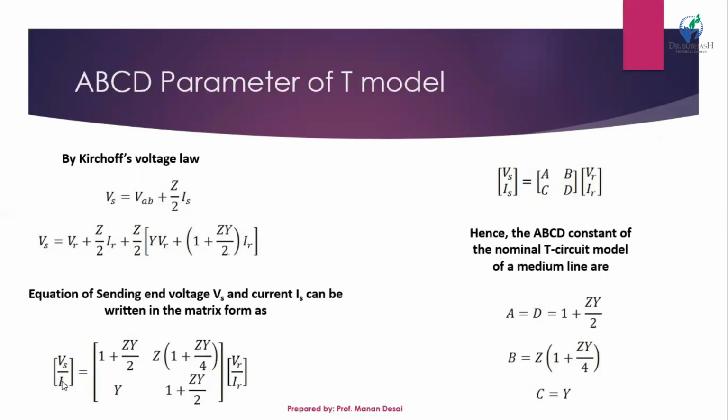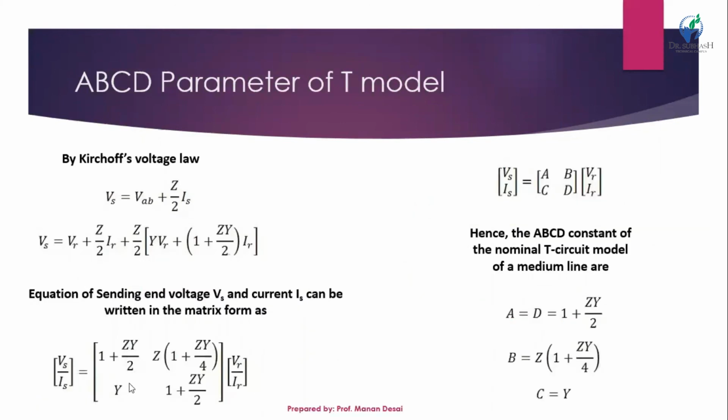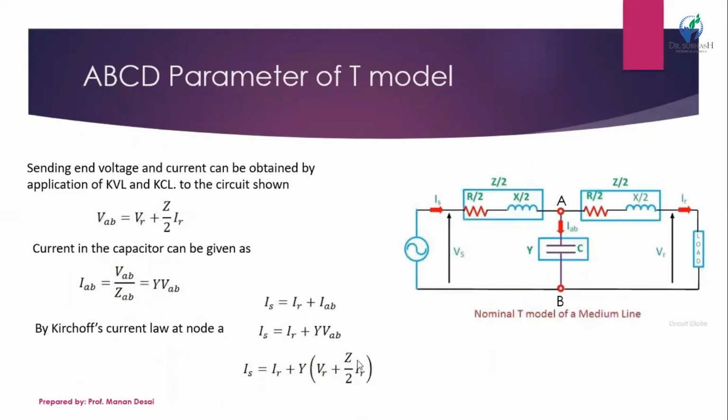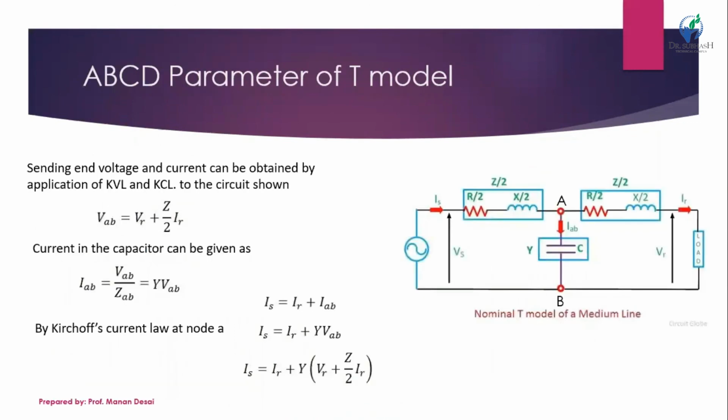Now from the IS point of view, IS is equal to, in the VR term we have only Y, and the IR term is 1 plus ZY by 2 in IR form.